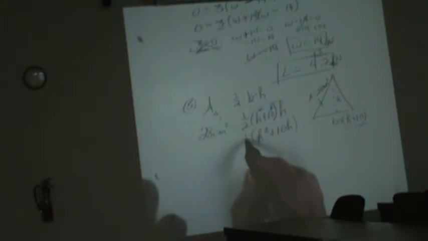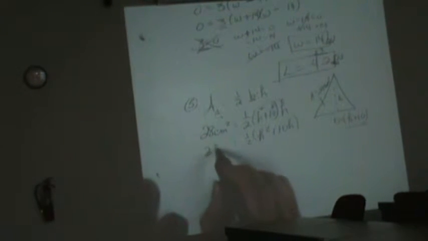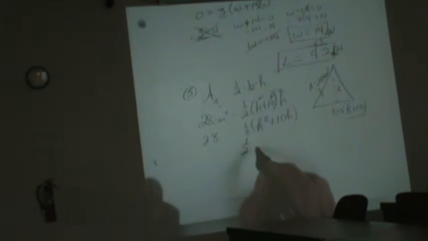Okay, so let's not do the 1/2 part now. Let's just do this part. h times h is h squared. h times 10 is 10h, right? Okay, now let's multiply the 1/2 through. You can either leave it 1/2 or turn it into 0.5. It doesn't matter. Let's just go ahead and leave it 1/2. 1/2 h squared, that's that.